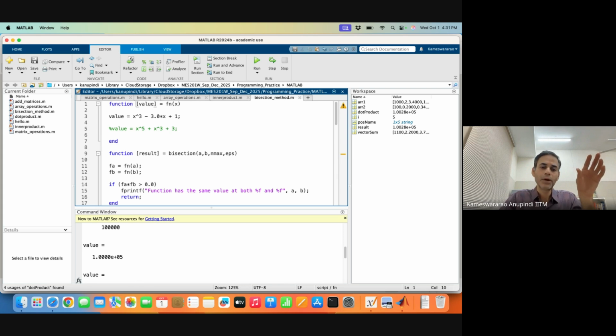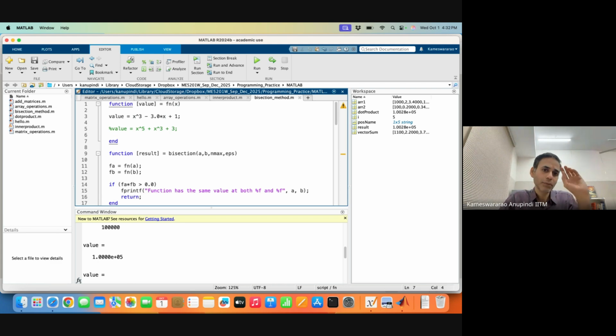And then square brackets value is the value it's going to return. Okay, and equals fn of x. That means it's going to take one argument, that is x, and it's going to evaluate this. Whenever I want to evaluate this function, I'm going to call it as fn with some arguments. Then value equals x cube. This is exactly the same example that we have done in the class by hand calculation. So we have x cube minus 3x plus 1. Okay, I have another function which I'll test later.